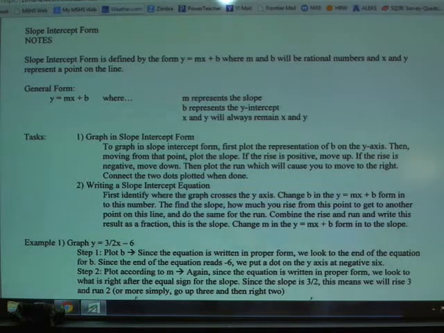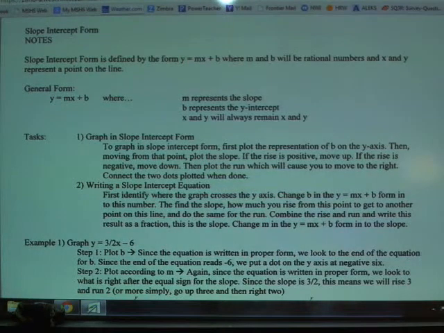Now there's two things you're going to need to do here today. You're going to need to be able to graph in slope-intercept form, and you're going to have to write a slope-intercept equation. To graph in slope-intercept form, you're going to look at that b number first. We're actually going to look at the end of the equation first. And that number is, again, the y-intercept, where the graph crosses over the y-axis.